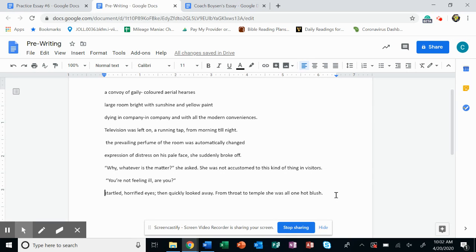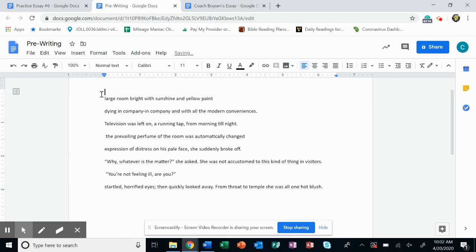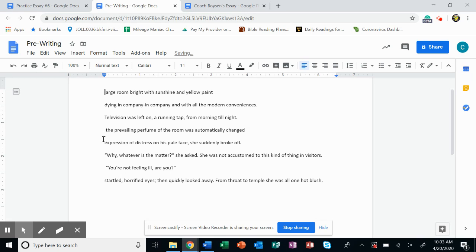Okay. Now, how can I break these quotes into two? If I'm thinking about two body paragraphs, how can I split these up? Well, these quotes all have to do with the room. They all have to do with the room where Linda's dying, or at least the hospital, because this is from outside. So since that's from outside, I might get rid of that because I want to be focused with my quotes.